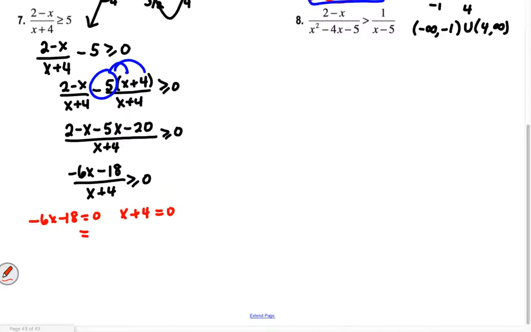So I end up getting, what, -3? And -4. So then I put them on my number line. -4 comes first, then -3. And I test in each location.